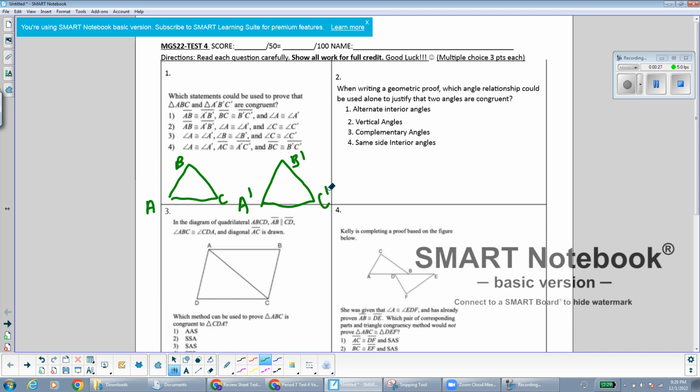So I'm going to take it answer choice by answer choice, and I'm going to mark the diagram with the information in the answer choice, and I'm going to see which one actually proves the triangles congruent. So number 1 says AB congruent to A prime B prime, BC congruent to B prime C prime, and angle A congruent to angle A prime. And looking around, that's SSA, or backwards, ASS. And that's not a valid method of proving triangles congruent. So answer choice number 1 is out.